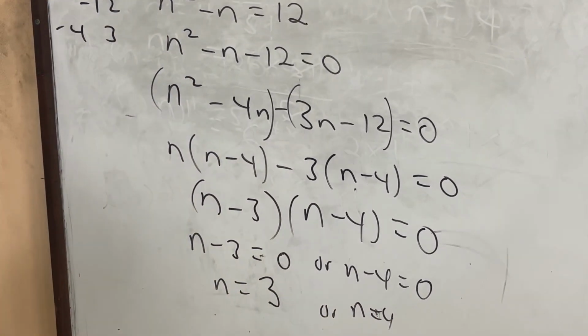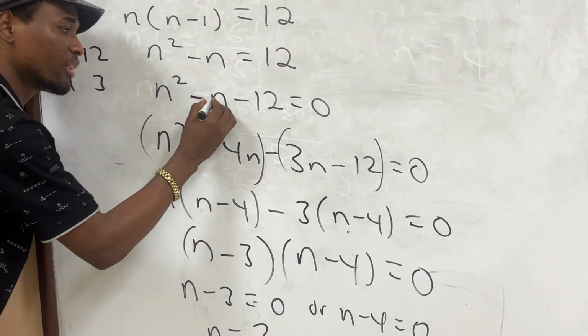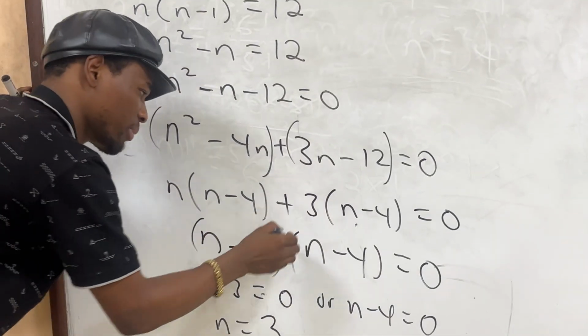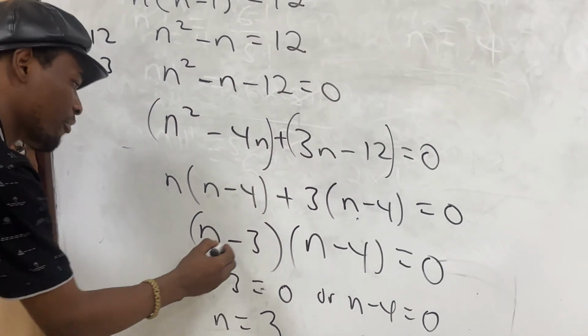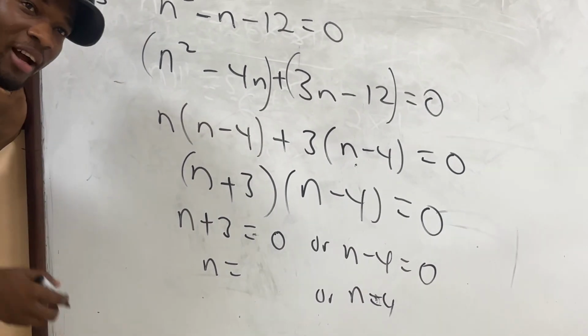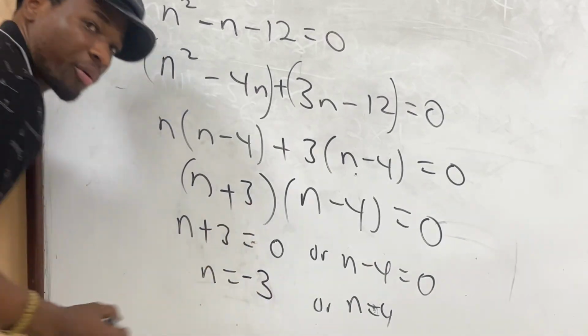Viewers, this is negative 3n, so here it's supposed to be a plus. Here is supposed to be plus, so I have plus over here. So when I transpose this, I have n is equal to negative 3.